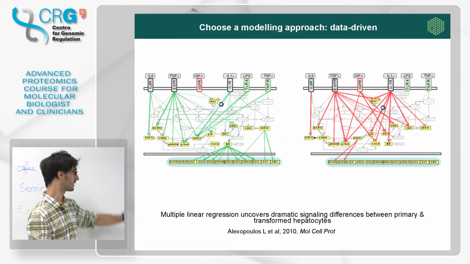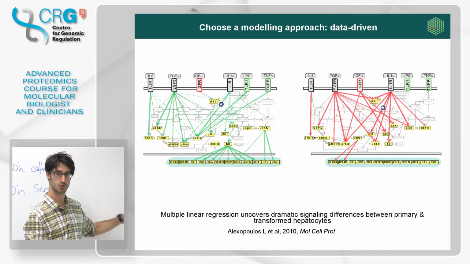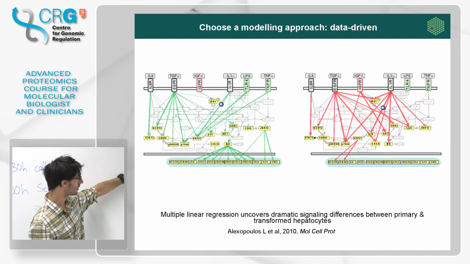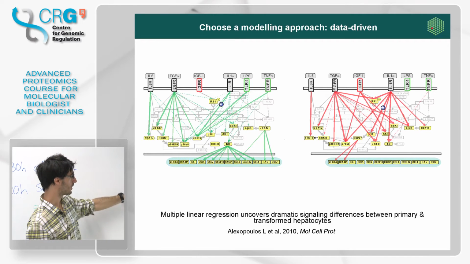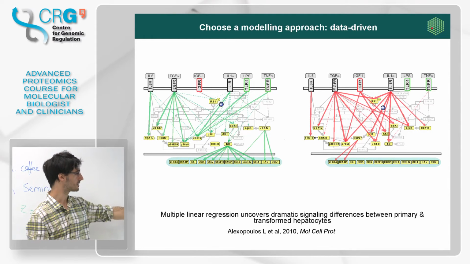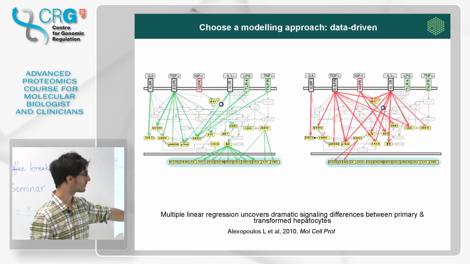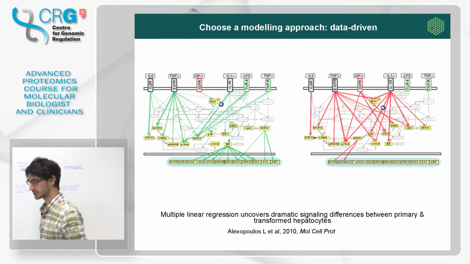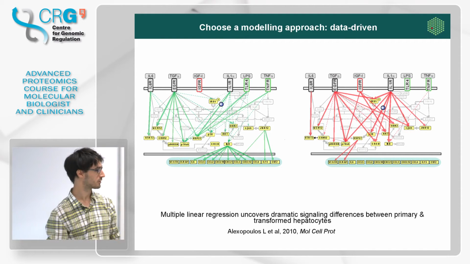So what they did is they took these measurements, these measurements, used multiple linear regression, and found how related those were. And how related those were are the weights that you see on the edges here. So these are related, and in transformed hepatocytes, these are not related, for example. So multiple linear regression can also be useful for your data set.